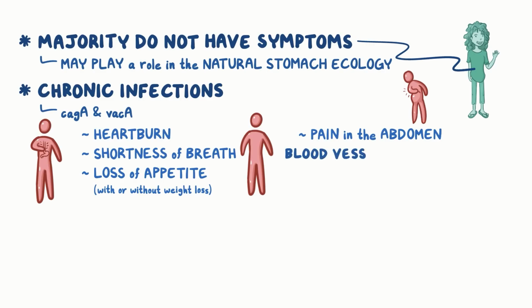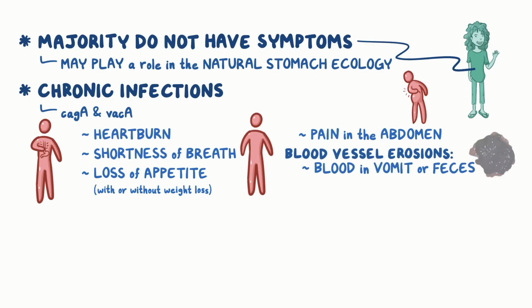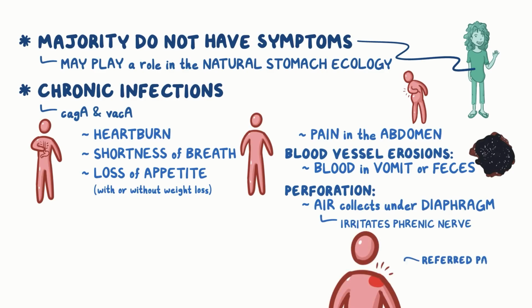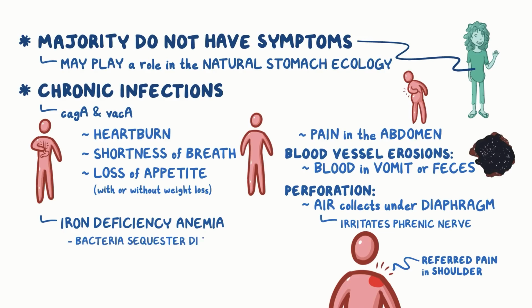Ulcers that lead to blood vessel erosions may cause bleeding, and blood in vomit or feces. If a nearby artery is eroded, it could lead to rapid blood loss and shock. If a perforation occurs, air can collect under the diaphragm, irritating the phrenic nerve, and sending referred pain up to the shoulder. Finally, a chronic infection can also lead to iron deficiency anemia. It's thought that these bacteria sequester dietary iron, literally eating it before you can get to it.